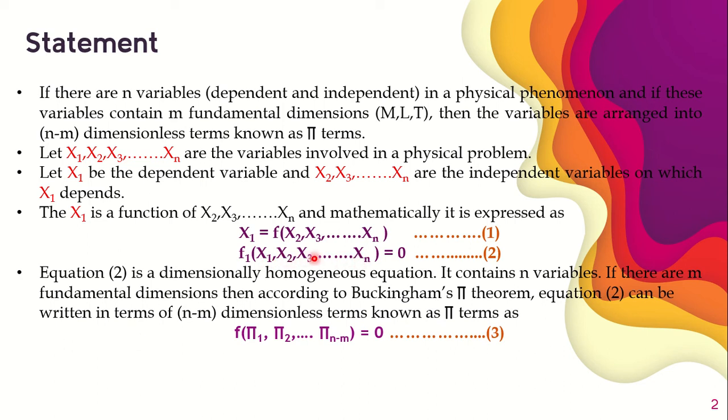Means there are n variables. According to our statement, what we have to do now? I have n variables with me. I have m fundamental dimensions. So I should write n minus m pi terms. So I should write as f of pi 1, pi 2, and so on. How many pi terms will I get? N minus m. So the last pi term will be pi n minus m equal to 0. This is the third step.